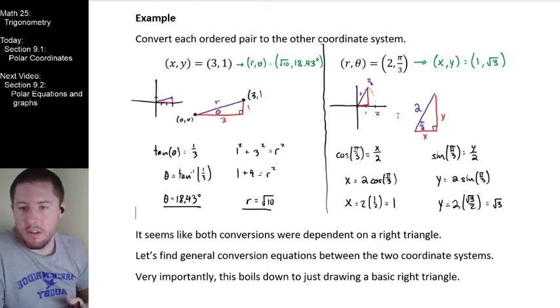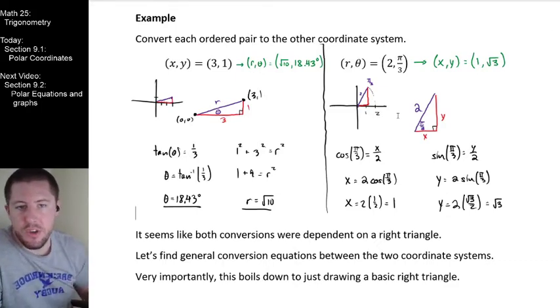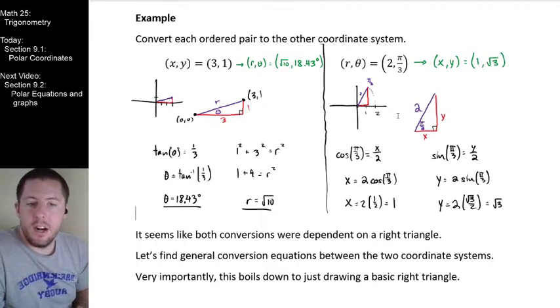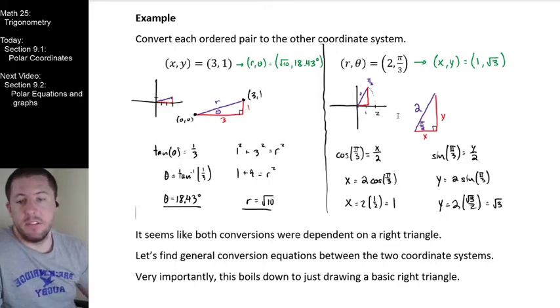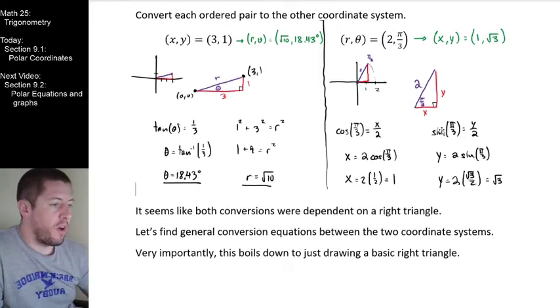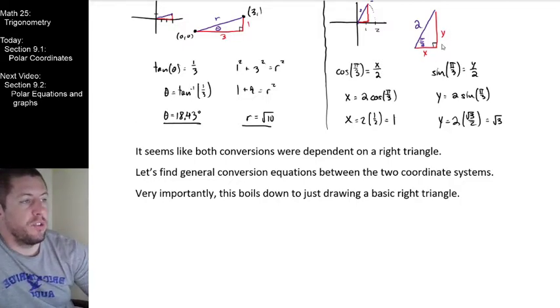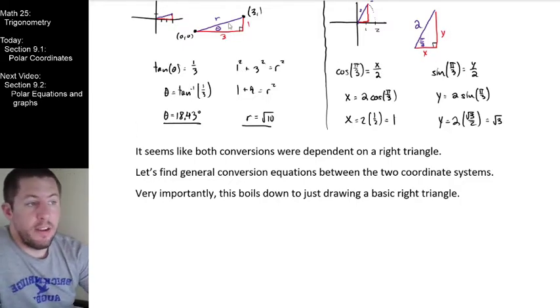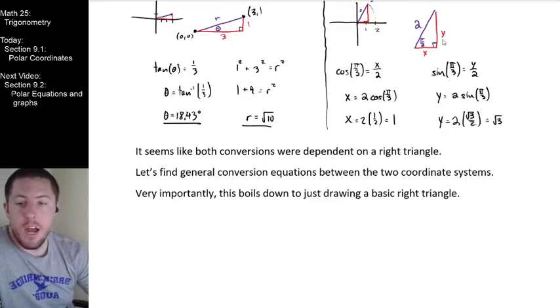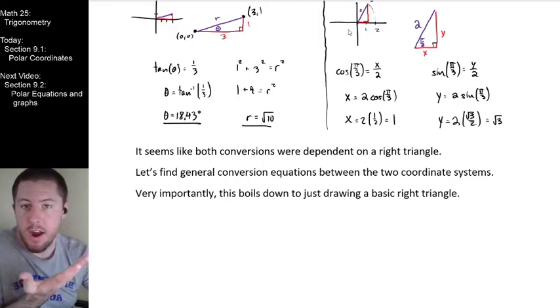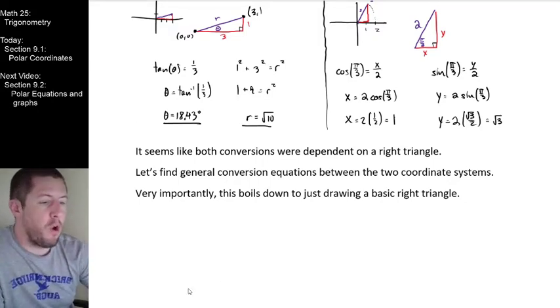Let's find general formulas that we can use rather than having to think through all this, that we can just do to relate our two coordinate systems. And very, very importantly, this all boils down to just drawing a basic right triangle. So what I'm going to do is I'm just going to draw a generic triangle just like I drew these generic triangles up here. The only difference is I'm going to leave all of the unknowns unknown, right? We don't know any of the numbers. So our four terms are x, y, r, and theta, and I'm going to place them on their appropriate locations on the right triangle.